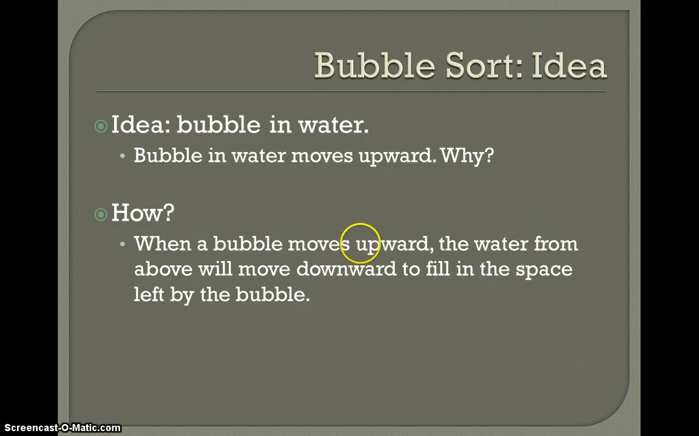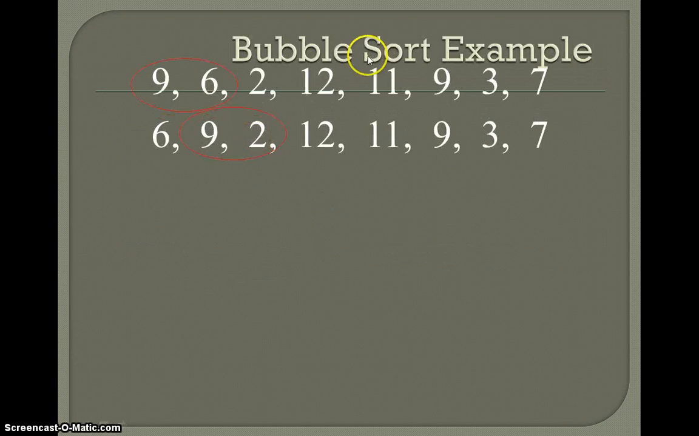The basic idea behind bubble sorting is a bubble in water. A bubble in water moves upward. Why? You have to think about it. How? When a bubble moves upward, the water from above moves downward to fill in the space left by the bubble. The bubble sort example.